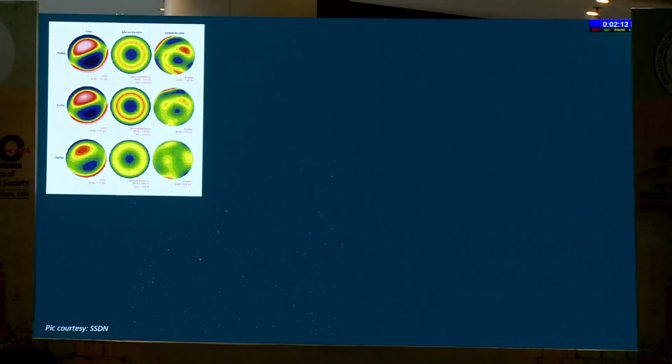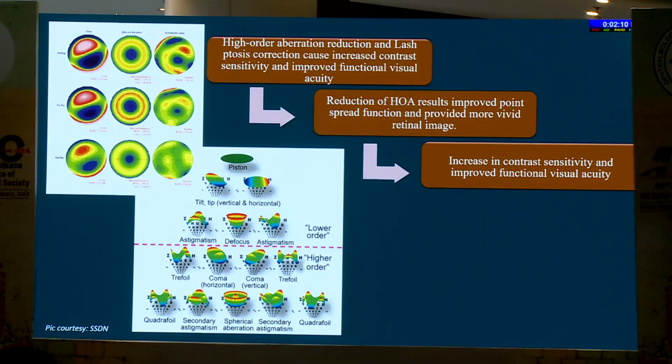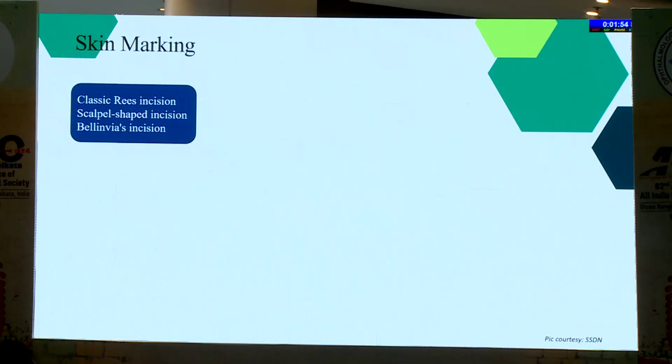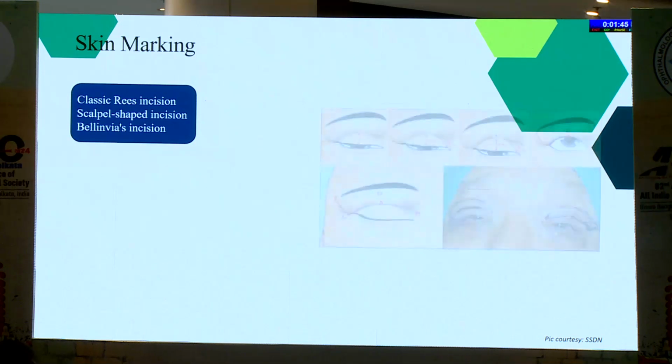So, as you can see, the higher order aberrations are reduced, and the lash ptosis correction causes increased contrast sensitivity, improving the functional visual acuity. So, reduction in that increases the point spread function and more vivid retinal images, and this leads to a better visual acuity. So, the technique: there are 3 types of skin marking incisions that madam has shown previously: the classic Rees incision, the scalpel shaped incision, and the Bell-in-Vias incision.